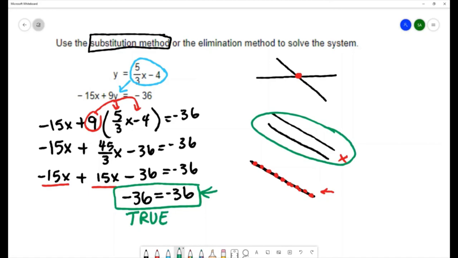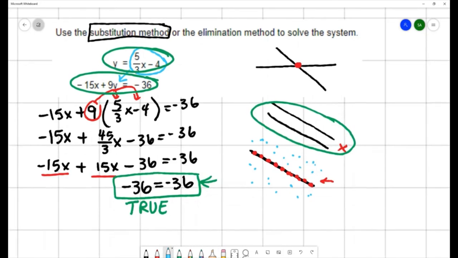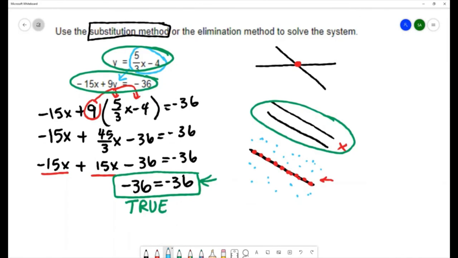Every ordered pair that's on the line will be a solution. And that also means that these two lines are actually the same line. You can manipulate one to be exactly the same as the other. So when you write the solution to this, you have to write it in a special way, because although there are infinite solutions, it's not just any ordered pair, it's only the ordered pairs that are on that line. So there are a bunch of ordered pairs in the plane that do not fall on that line. None of those ordered pairs will be solutions to the system. So we want to write down only the ordered pairs that are on the line.